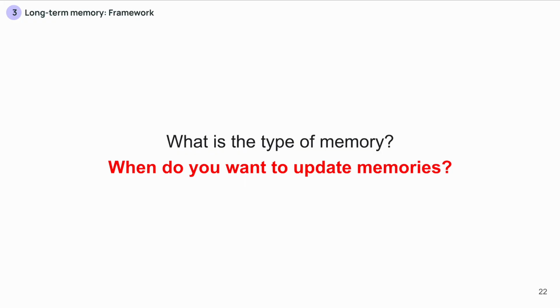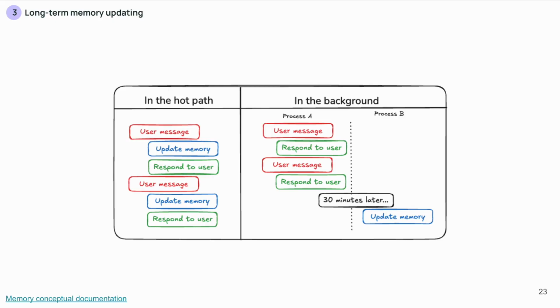Now, the second question is, when do you want to update memories? There's two different ways to think about this. One is in the hot path of the application. I'm interacting with it, a user message comes in, a memory is updated, the chatbot responds, and so forth. That's exactly how the To-Do app that we just showed works. Alternatively, you also can abstract the memory creation entirely away from the user. It can be a separate process that runs some period of time later.